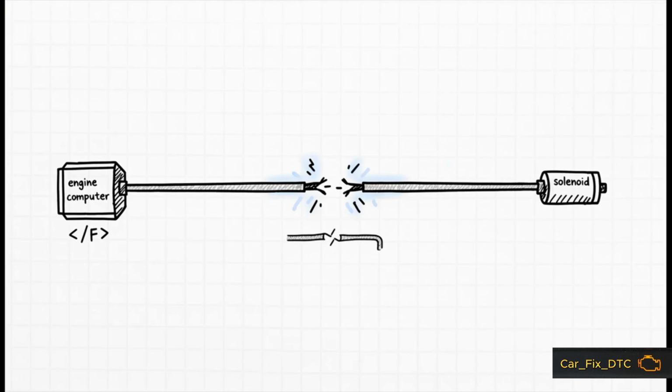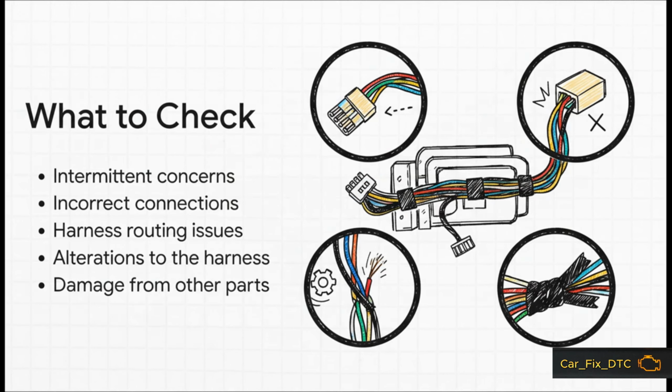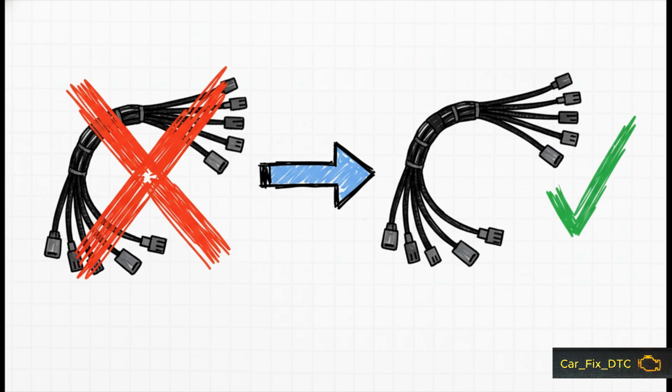All right, suspect number one, and this is a really common one, an open circuit. This is literally that cut phone line we were talking about. There's a break somewhere in the wiring between the computer and the solenoid. So, how do you find it? Here's what you need to check. Take a close look at the wiring harness. Are there any loose plugs? Is the wiring routed weirdly, maybe rubbing up against something sharp? Has anyone messed with it before? You're looking for any sign of damage or a bad connection. And the fix for this one? It's pretty clear-cut. If you find that open circuit, you've got to replace the harness. No patching it up. You want a brand new, solid connection.